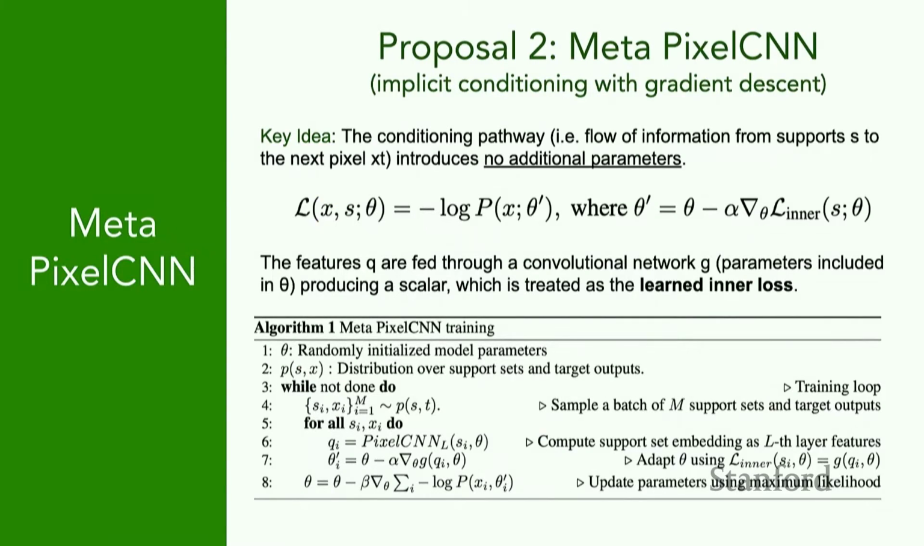The next model that the authors propose is called the metapixel CNN, which is basically using the concept of meta-learning in a slightly different fashion, where the framework remains the same, but the key distinction is that in meta-learning, you have this notion of the outer loss and the inner loss. The outer loss is modeled as the normal negative log likelihood, but the inner loss is something which is learned. So the G function here represents the inner loss, which is basically taking in the output of the pixel CNN and generating a scalar value, and that scalar value acts as a loss.